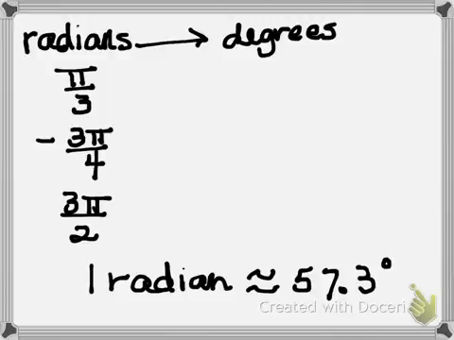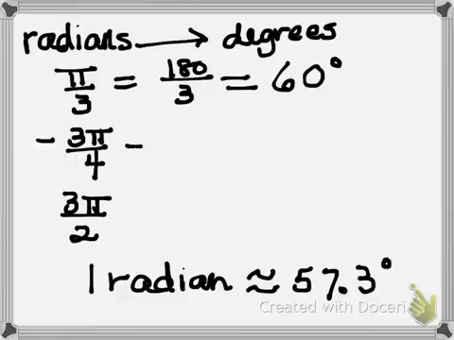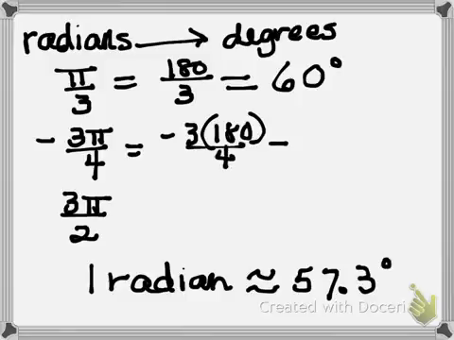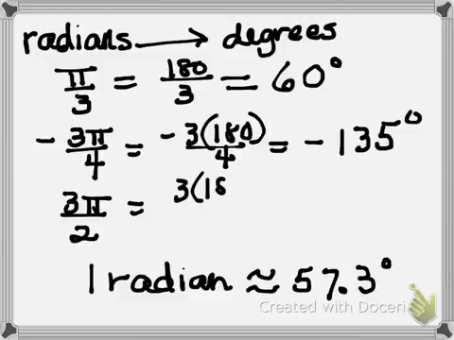So you're going to substitute 180 for pi. This is 180 divided by 3, and this is the same as 60 degrees. Negative 3 times 180 divided by 4. 4 goes into 180 45 times, and 45 times negative 3 is negative 135. I'd always suggest that you divide first and then multiply. It makes it a little bit easier. 2 goes into 180, 90 times 3 is 270.